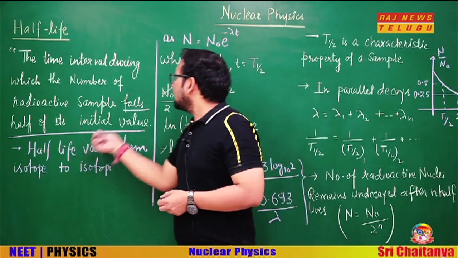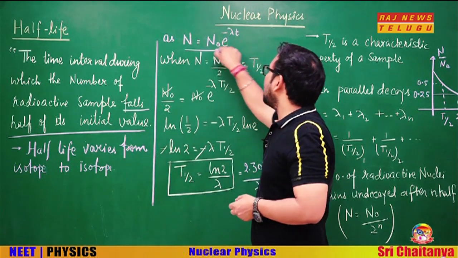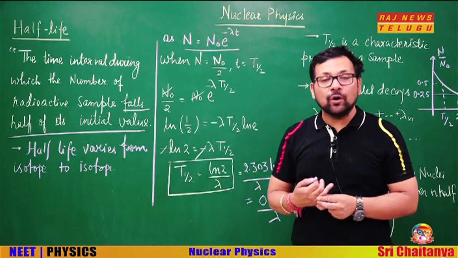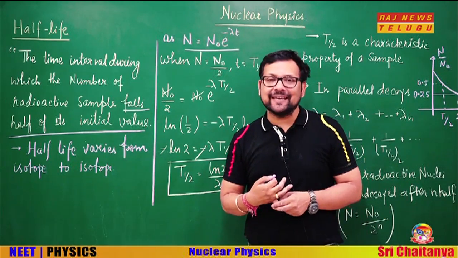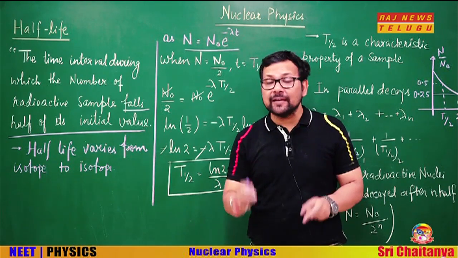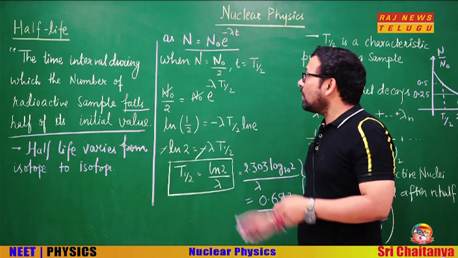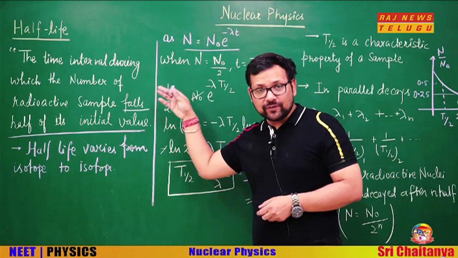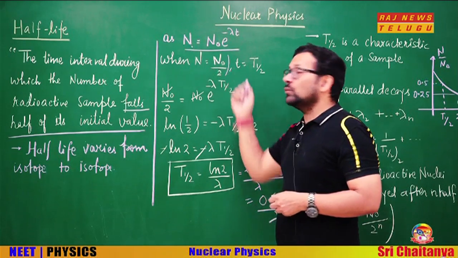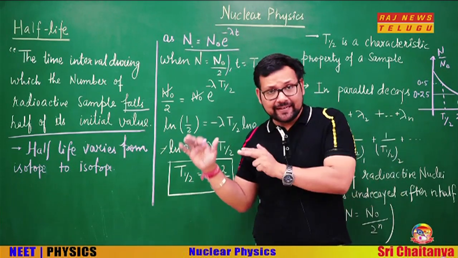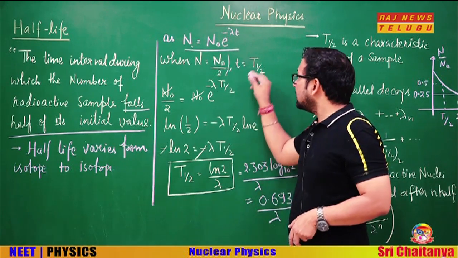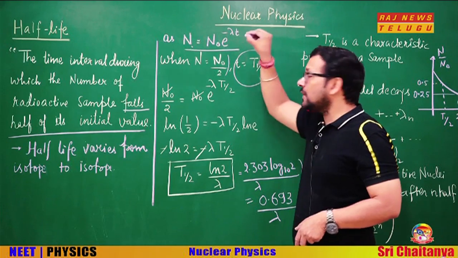So see, first here N equal to N naught e raised to power minus lambda T, that you know, the law of radioactive decay. What is N, students? Number of radioactive nuclei left. Now according to that definition of half-life, what are we saying? We are saying when N is equal to N naught by 2, half has decayed, half is left. So obviously what is left is N naught by 2. Then the time is called half-life.